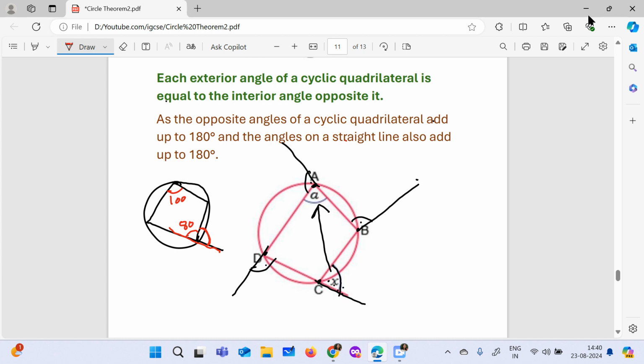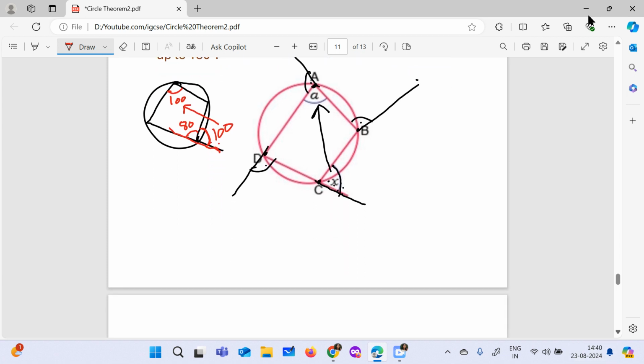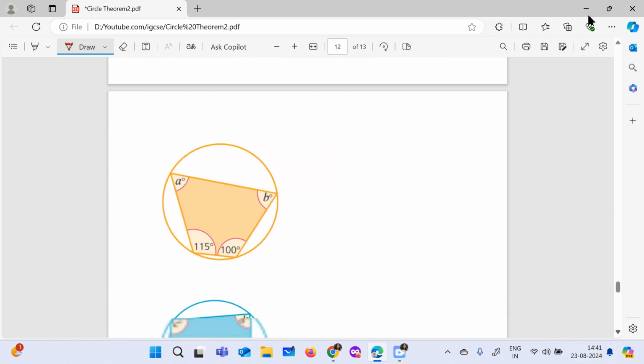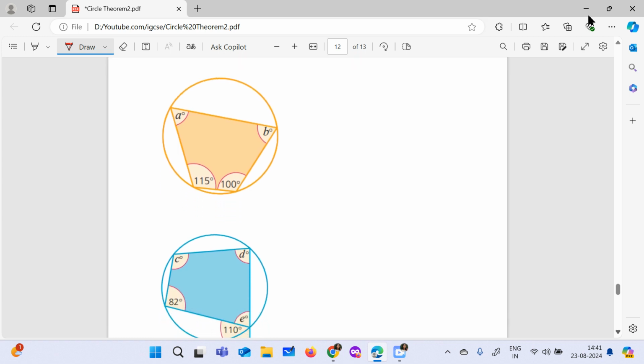This is then the other one is 100. Right. And you see now, this is the exterior angle which is equal to the interior angle opposite to this. Right? Can you relate it now? Good. Okay. So basically, the exterior angle is the same as the interior opposite angle. Okay. Yes. So let's solve a few questions based on this.